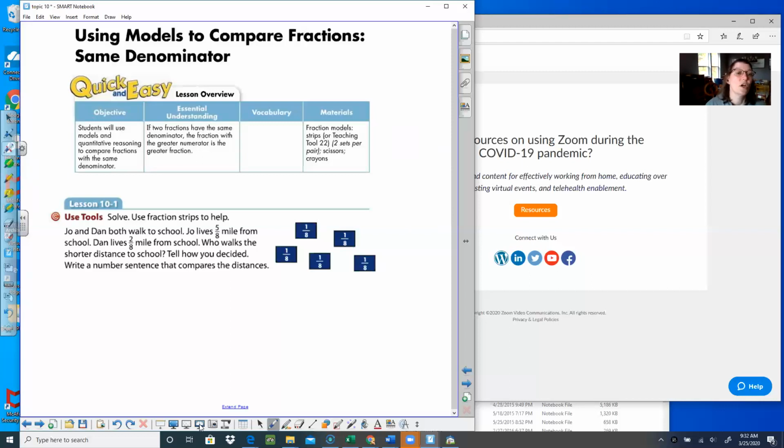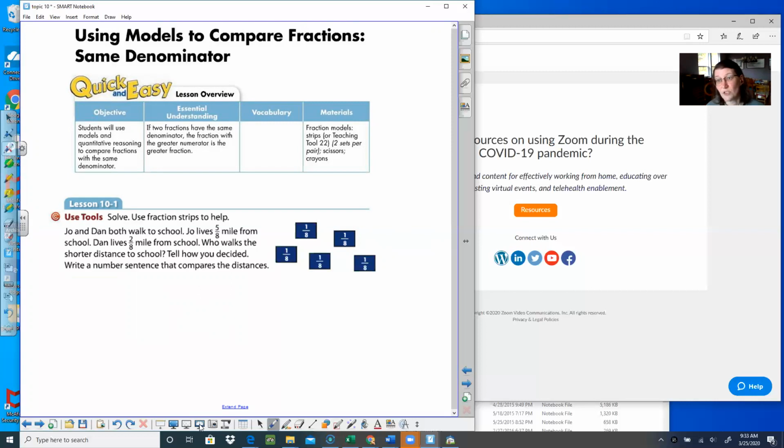Okay, Joe and Dan both walked to school. Joe lives 5/8 of a mile from school. Dan lives 2/8 of a mile from school. Who walks the shorter distance to school? Tell how you decided. Write a number sentence that compares the distance.